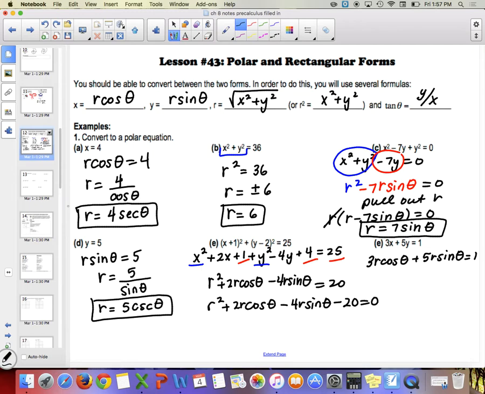And again, not much you can do, right? You could kind of pull the r out and divide it over. See how they have a common factor of r? And you get 3 cosine of theta plus 5 sine of theta. But it doesn't really look much nicer in this form. You get 1 over 3 cosine of theta plus 5 sine of theta. But you are at least able to solve for r in that one.